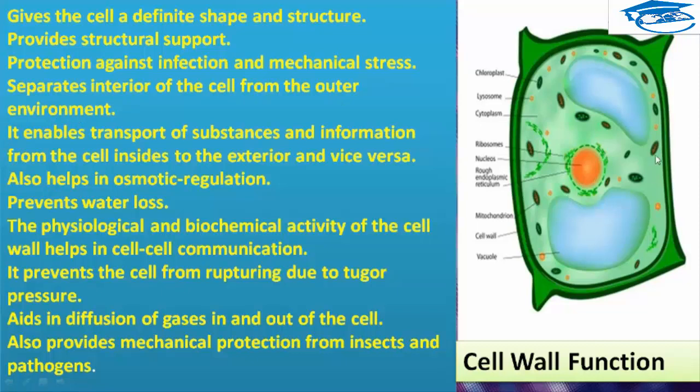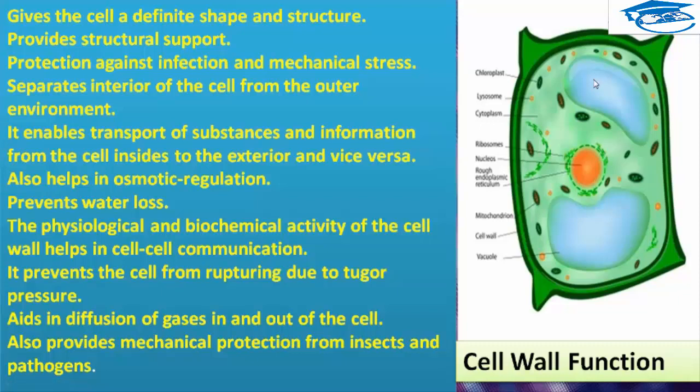That means the nucleus, mitochondria, plastids, vacuoles, these are the cell organelles and they are present in the interior of the cell. So the cell wall, see, this is the cell wall. The cell wall separates the interior of the cell from the outer environment.